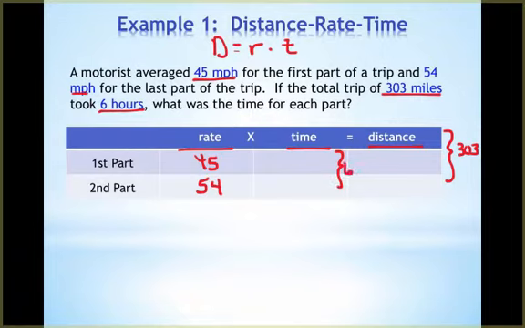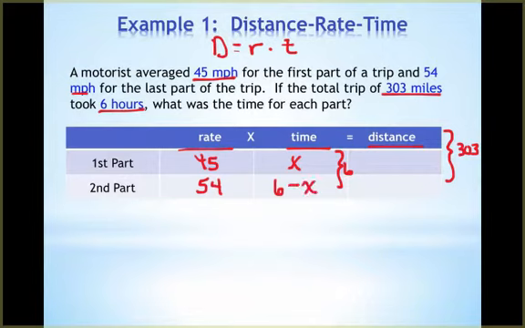So what I need to do is find the time for each part that he was traveling. Let's call one of the times X. Doesn't matter which one we select, we're going to make this part X. Then the second part of his trip, if the first part took X amount of time, the second part would have to take 6 minus X.